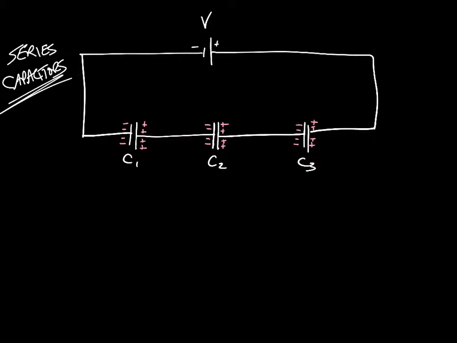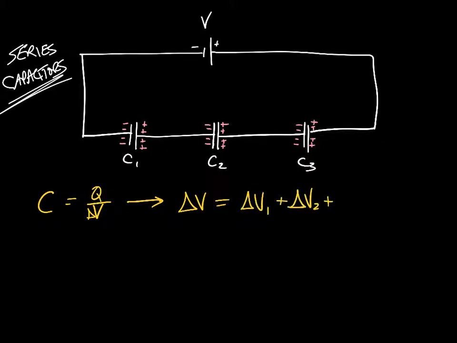So we still have C is Q per V, but the charge is the same everywhere. The voltages aren't necessarily going to be the same. So what I have here, I'll put change in voltage. So my change in voltage total is going to be the sum of the voltages. So I'm going to write this and then try to say something about it.